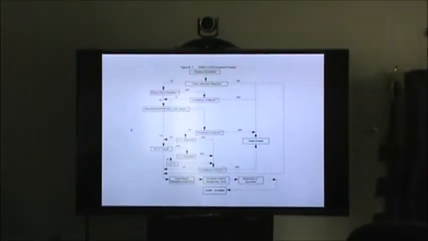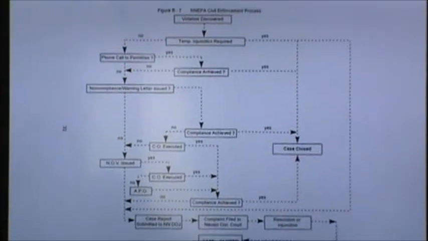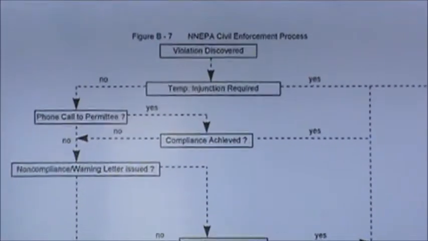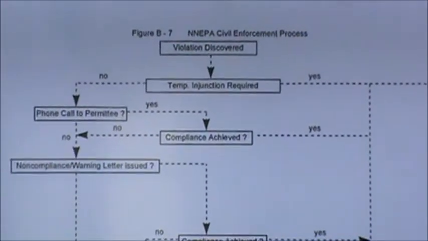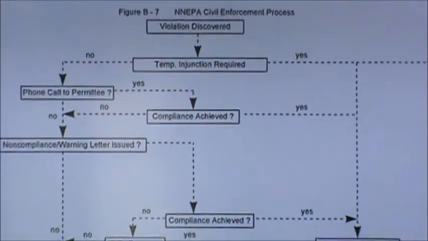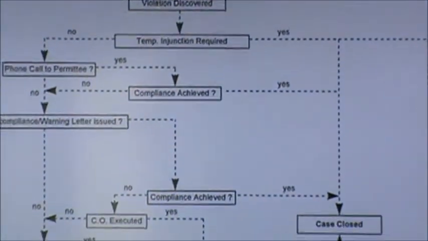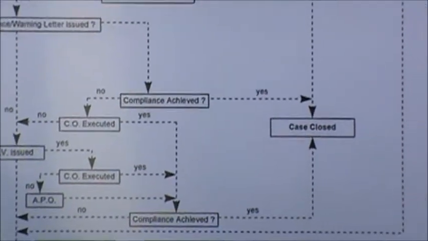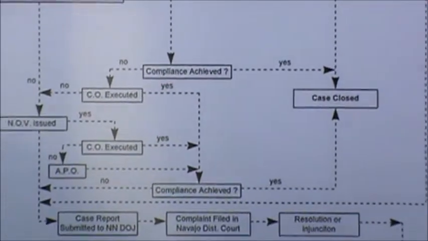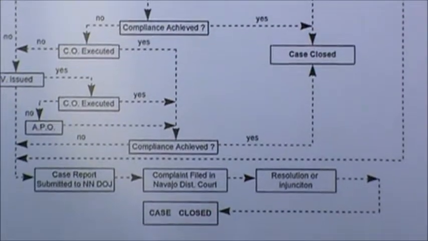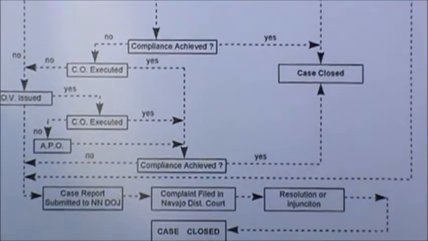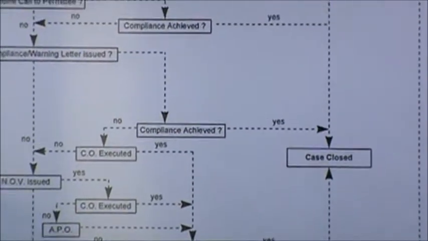This flow chart just shows the process for civil enforcement actions. Again, there's a discovery of a violation. Is there a need to have a temporary injunction, yes or no? If no, then you go through the process. Can you take care of it through a phone call, yes or no? If not, is there a need for a warning letter? Will that work? If not, then you move on to the notice of violation. If they don't respond to the notice of violation, then you move on to the consent order. So this just spells out how we carry out our enforcement activities.